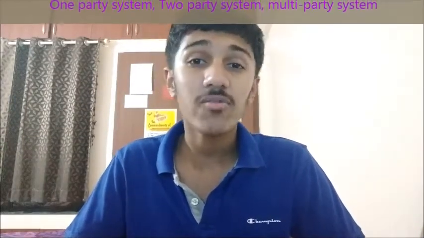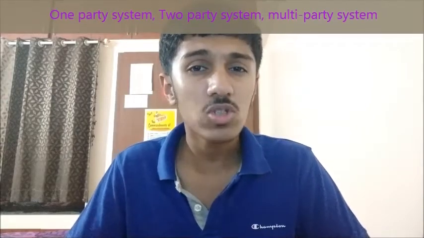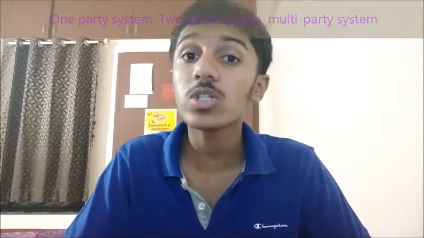Now let's move on to how many parties we should have. There are different party systems followed across the world. For instance, in China, they follow the one-party system, which means only one party, that's the CCP, the Communist Party of China, that is allowed to come to power. Another type of party system is a two-party system, like what is done in the US, where only the Democrats and the Republicans can come to power.